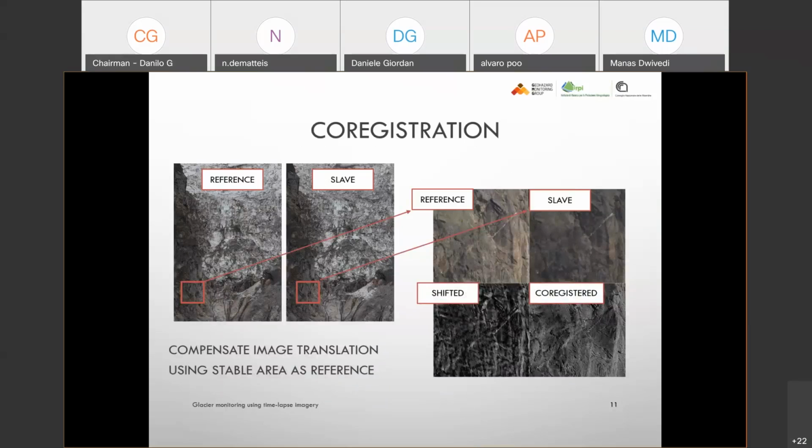Another important task is the co-registration. In fact, between two images, there can be a shift due to the vibration of the camera, and therefore it is possible to select a stable area, for example, a bedrock area, where to calculate the displacement of the two images, and then translate the images in order to compensate this displacement.